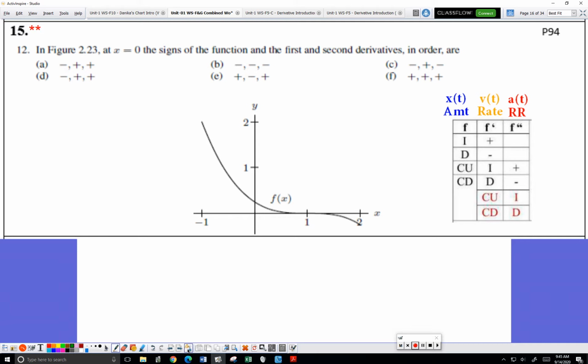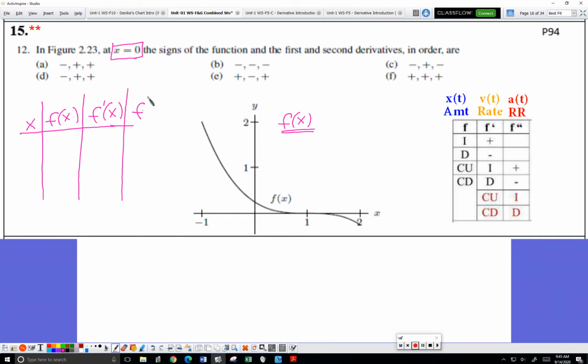Okay, similar problem, but slight difference. We've got a graph of f here. Now they want us to look at f at only one x-coordinate, x equals 0. So I'll do my little table. They want to know what are the y-coordinates of f, what are the y-coordinates of f prime, and what is the y-coordinate of f double prime at specifically an x-coordinate of 0. So again, you're being tested on how do the three relate to each other.